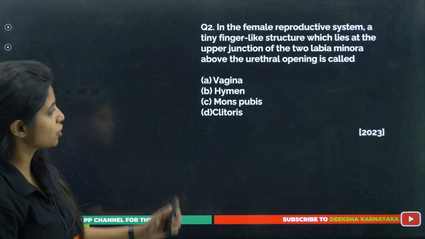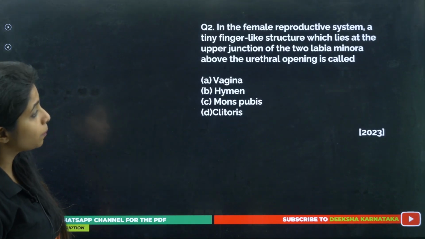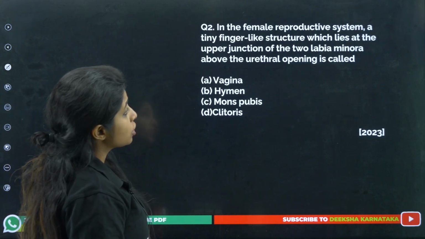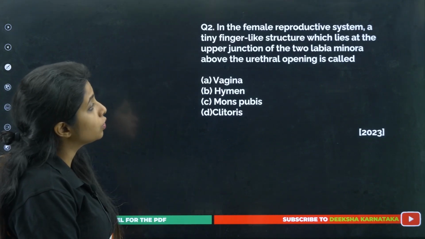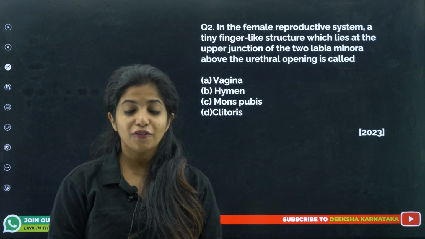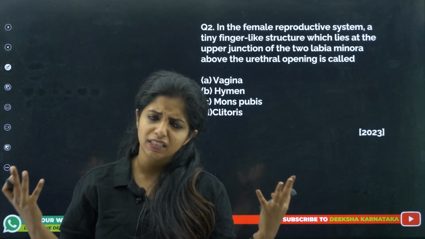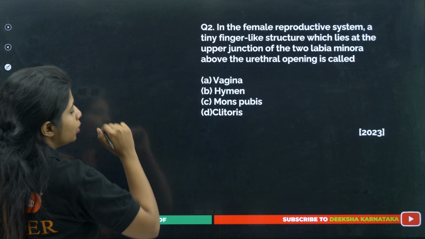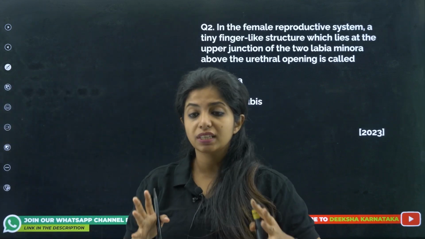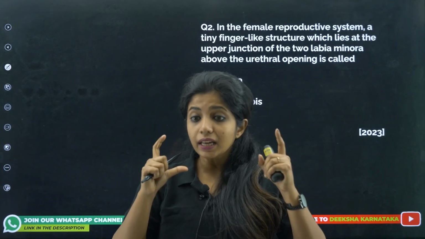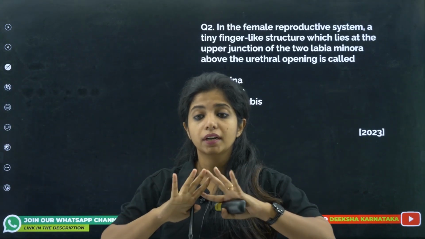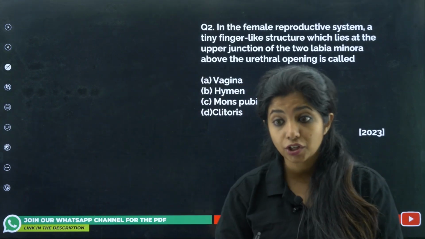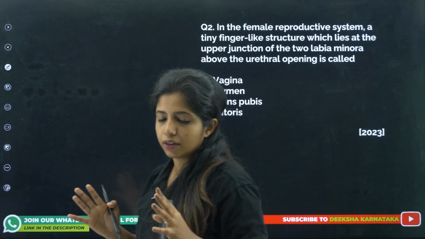Works? Next question. In the female reproductive system, a tiny finger-like structure which lies at the upper junction of the 2 labia minora above the urethral opening is known as. If you are someone who does not know what labia minora and labia majora are, let me tell you. The opening of the uterus is a very important place, and it should be protected in all ways, because it is a reproductive tract and women can get infections through it, so it has to be protected really well.